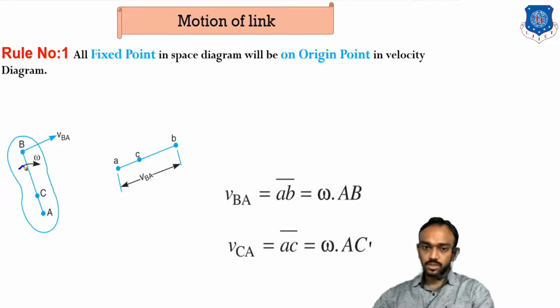First of all, you have to understand that omega for all the links will be the same. What is omega? Omega is the rate of change of theta with respect to time, d theta by dt.